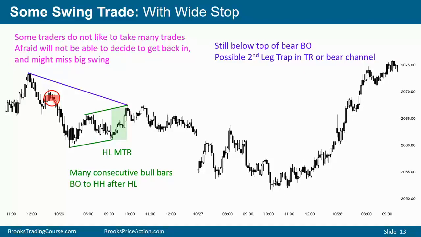So some traders who sell here would just not get out. They'd keep their stop either above this bar or above here, taking a chance that any reversal is minor and that we'll keep getting new lows. Possible second leg trap and a bear trend, 1 pullback 2, nested, 1 pullback 2.